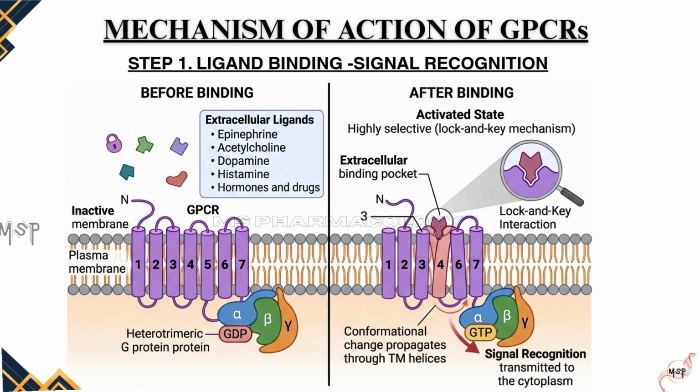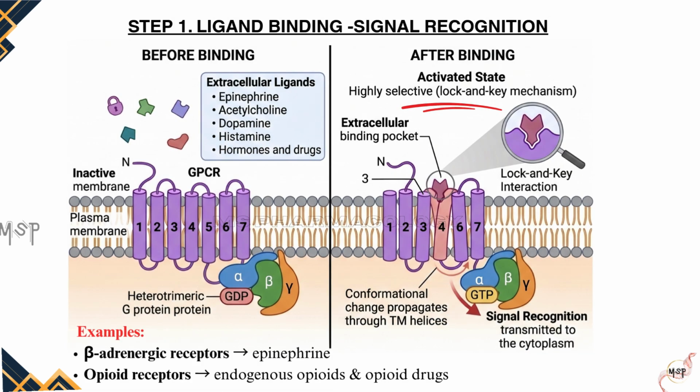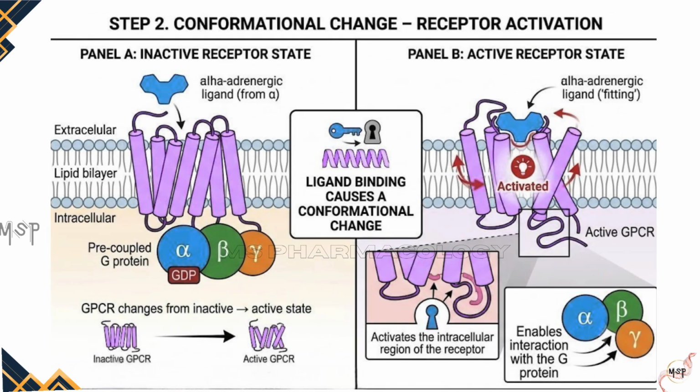These ligands may include epinephrine, acetylcholine, dopamine, histamine, hormones, or drugs. This interaction is highly selective, meaning that each receptor recognizes only certain ligands. For example, beta-adrenergic receptors recognize epinephrine, while opioid receptors recognize endogenous opioids and opioid drugs. You can think of this interaction like a lock and key mechanism, where only the correct ligand can properly activate the receptor.